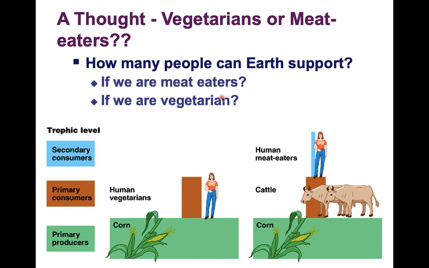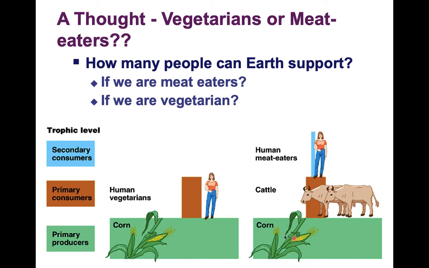All right. So just a thought here. Looking at your pyramids of energy, biomass, and numbers. How many people can Earth support if we are all meat eaters or if we are all vegetarians? So let's look at these two pictures here for a moment. So what do you think? Would we be able to support more people if we were all meat eaters? Or would we be able to support more people on this planet if we were all vegetarians?